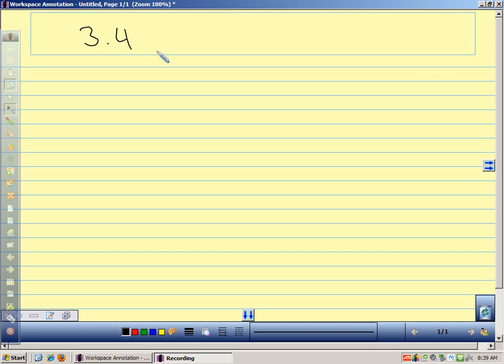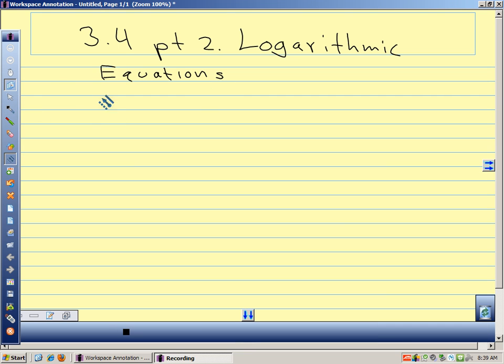We're in section 3.4, part 2, and we're going to talk about logarithmic equations. I really like exponential and logarithmic equations. They remind me a lot of solving trig equations. You have to think in a slightly different way, and I find that kind of fun.